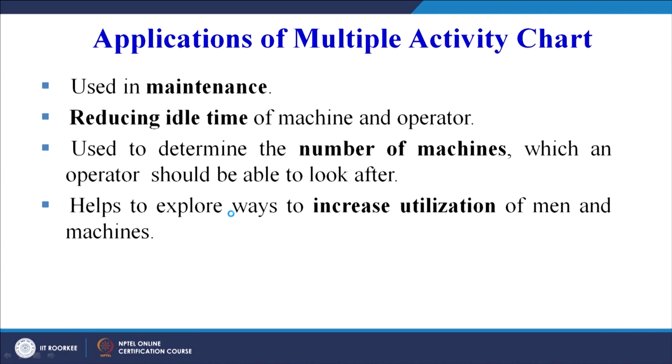Now, what are the applications of multiple activity charts? They can be used in maintenance, they can be used for reducing the idle time of machine and operator, which is already highlighted, and used to determine the number of machines which an operator must be able to look after. I have already explained that if the worker is idle for 60-70% of the time that he spends on the shop floor, he can be allocated another machine on which he can work and improve his efficiency, as well as the organizational efficiency.